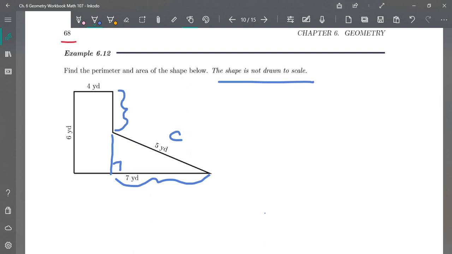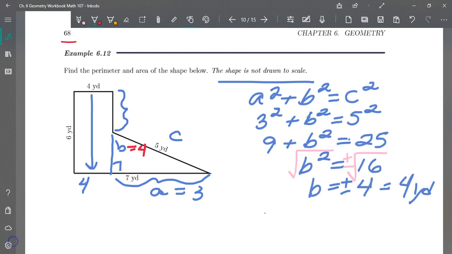So what we're going to do is call this side A and this B. We can figure out the length of side A by knowing that the base of this rectangle will be the same as the top, and that will be 4. So that leaves A to equal 3. To find B, we're going to use the Pythagorean theorem, and I'll write that out. Pause the video and see if you can do that along with me.